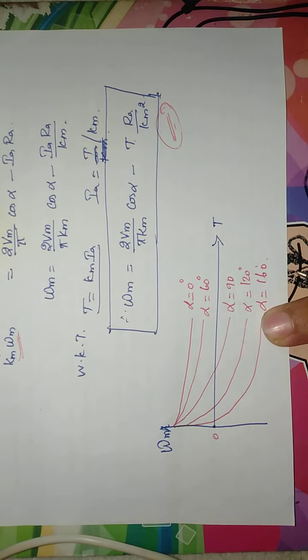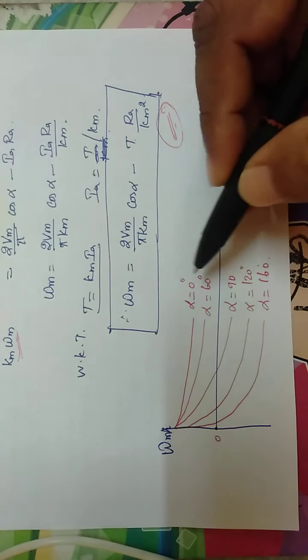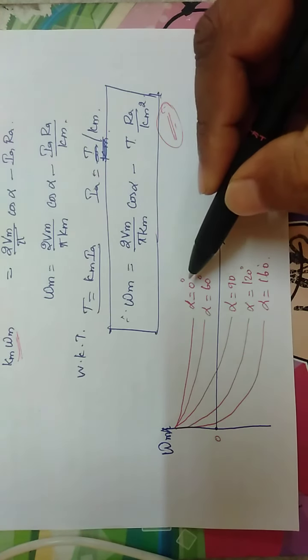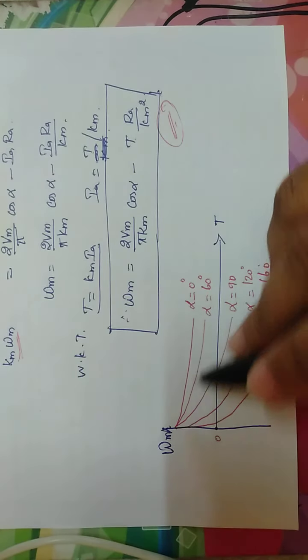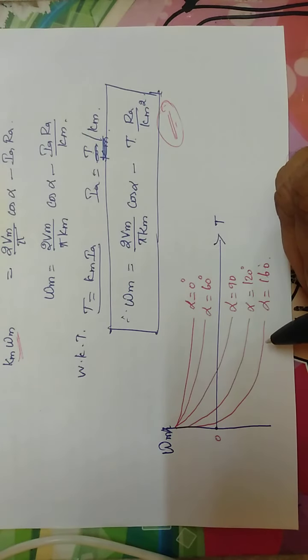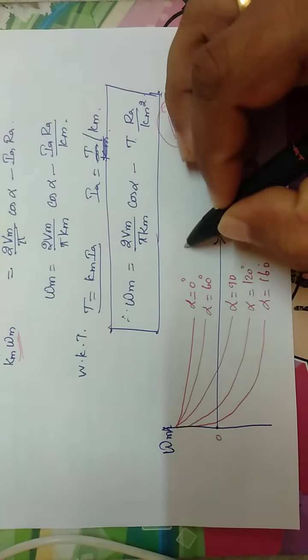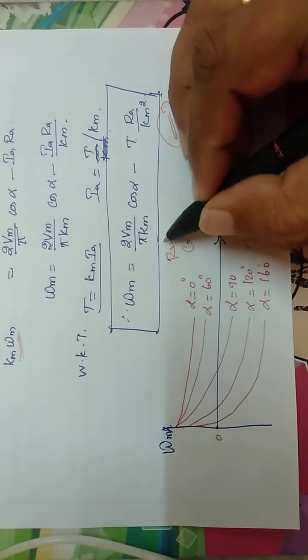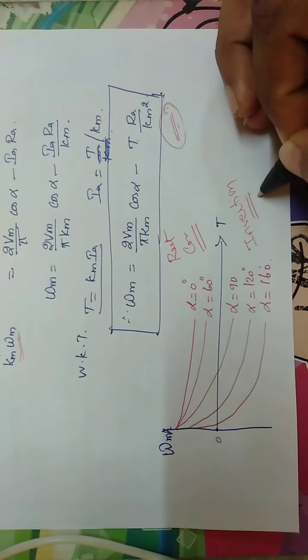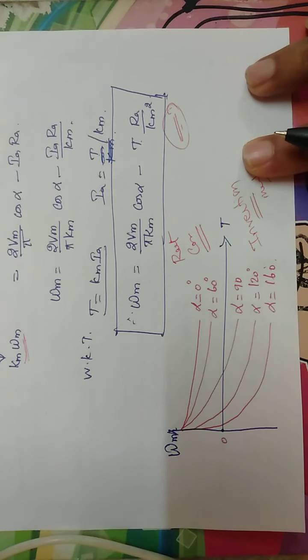The graph shows that if you increase the alpha value continuously, at 0 and 60 degrees the speed will be positive. If it goes to 90, 120, 160, the speed comes down and reaches negative. That is the inverting mode of operation. The initial range is the rectification mode of operation, and the remaining is the inverting mode of operation. So this is the steady state analysis of a single phase fully controlled converter fed separately excited DC motor drive. Thank you so much.